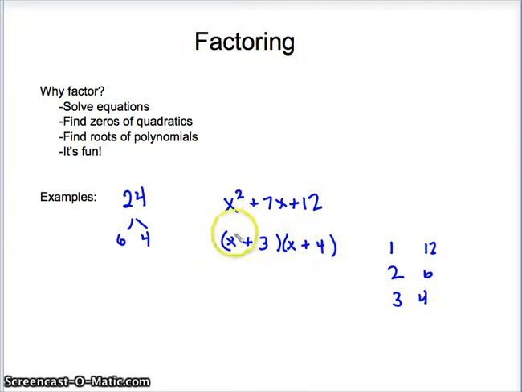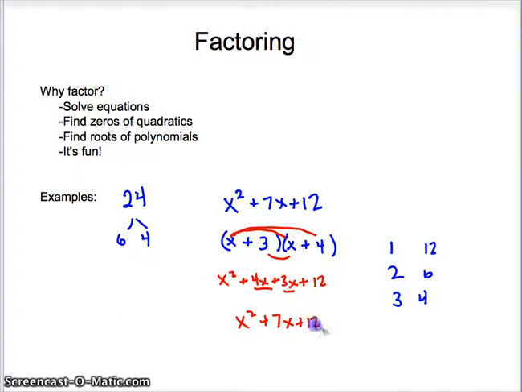Now let's try it. Okay, how are we going to know if we're right? We can check our answer by foiling. So I'm going to do x times x, and I get x squared. I'm going to do x times 4, and I get 4x. 3 times x gives me 3x. And then lastly, I get 12. By combining my like terms here in the middle, I get x squared plus 7x plus 12. Boom. All right, let's look at a few more examples.